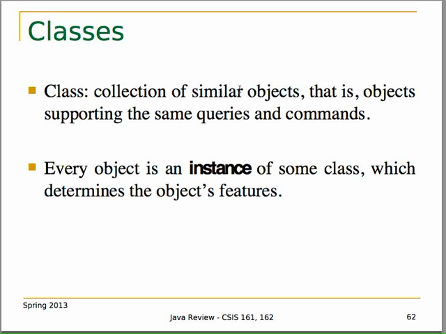Classes are collections of similar objects, that is, objects supporting the same queries and commands. So you can have a class for dates, for example. All of the date objects will support the same kinds of queries or commands, that is, the same kinds of methods. Every object is called an instance of some class. So you can have an instance of the string class, or an account class, if you set up an account class and set up an instance of it.